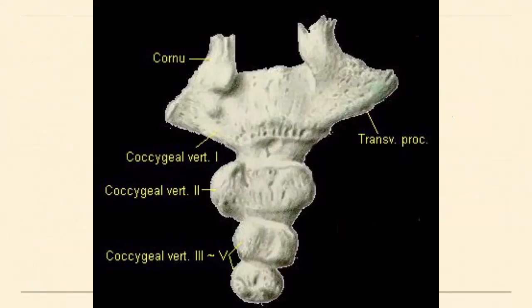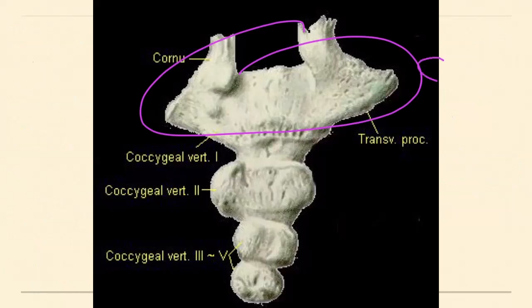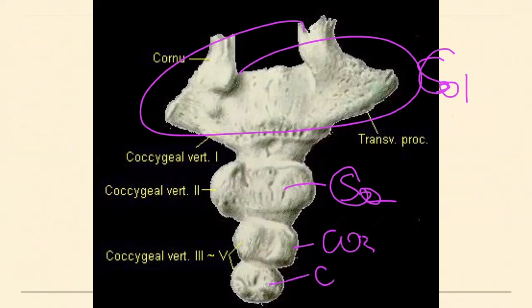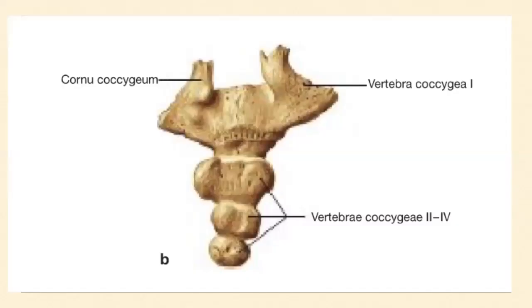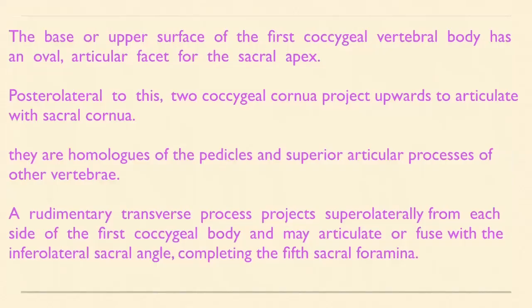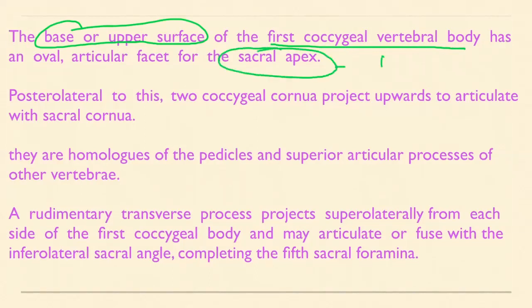See, 1, 2, 3, 4, right? The base or upper surface of the first coccygeal vertebral body has an oval articular facet for the sacral apex. So it articulates with the apex of the sacrum, right?